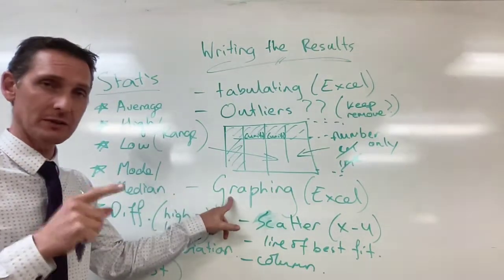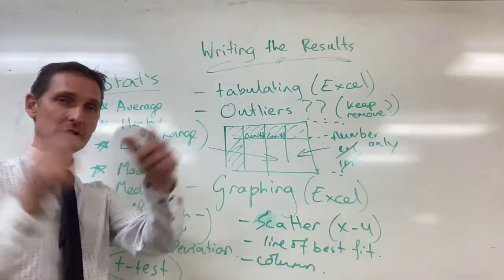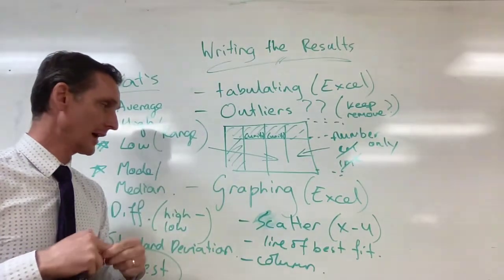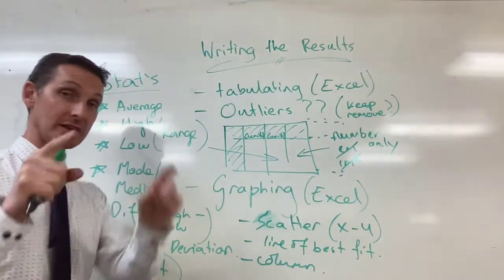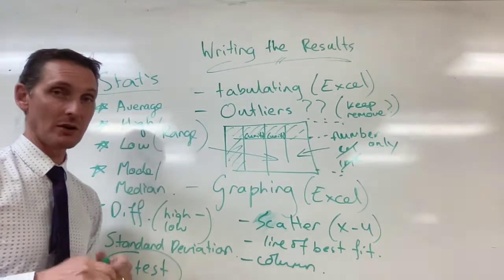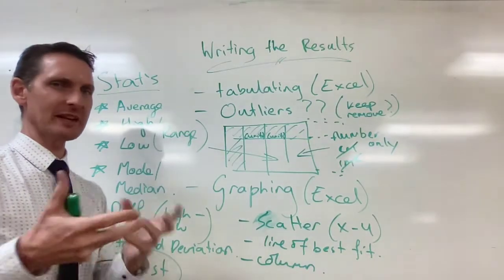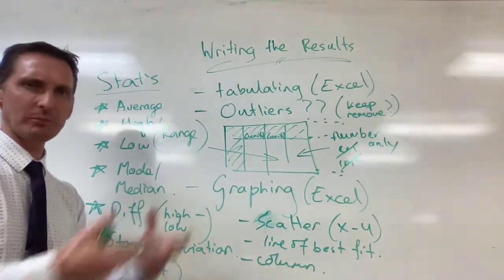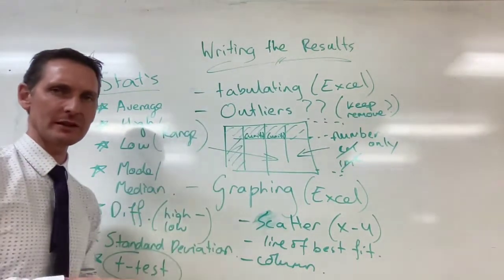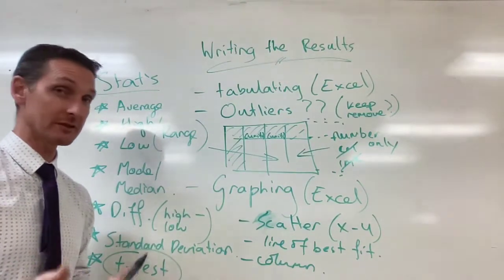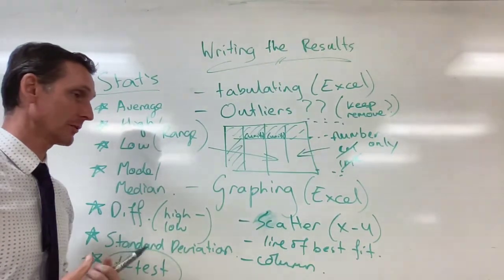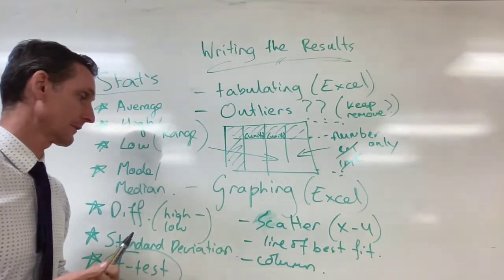Don't forget, in graphing, you need a title, you need X and Y axis headings and units, and it has to be an evenly spaced number line on all of those as well. If you want to use a key, make sure the key is relevant, necessary. Sometimes people put a key in because Excel does it for you, and then there's no real reason for it. So just be careful that you actually need a key for it as well.